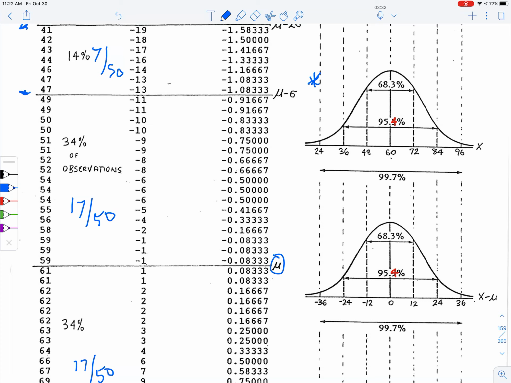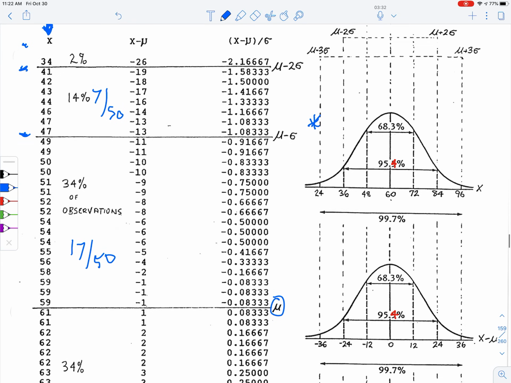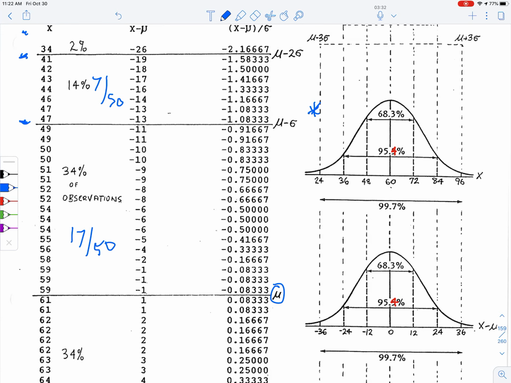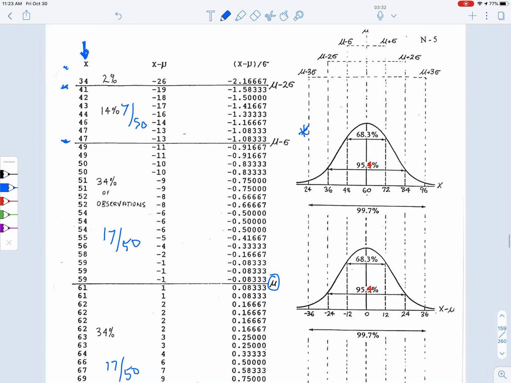And so we've got the proportions which are shown here at the top right. So 60 plus 12 plus 12 plus 12 is 1, 2, 3 standard deviations, and then minus 12, minus 12, minus 12 going down. And we've got the proportions of 68.3%, 95.4%, and 99.7%. And that's shown over here. You can see the dividing lines that we have here.